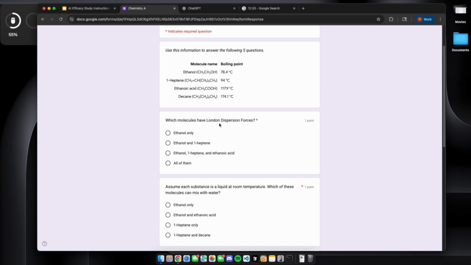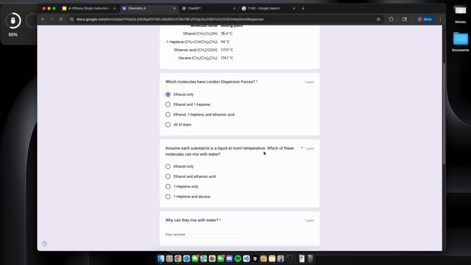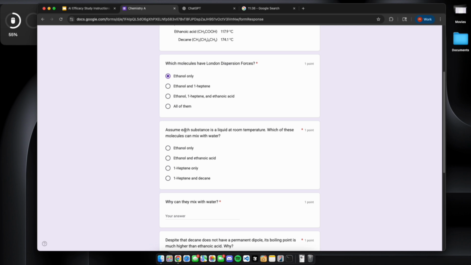Which molecules have London dispersion forces? I don't know what a London dispersion force is. It seems like it's something with how the molecules separate. And I know when something is boiling, the molecules move around faster. Maybe I'll go with ethanol, since it seems like it's the one outlier that's not very close to these other molecules. Assume each substance is a liquid at room temperature.